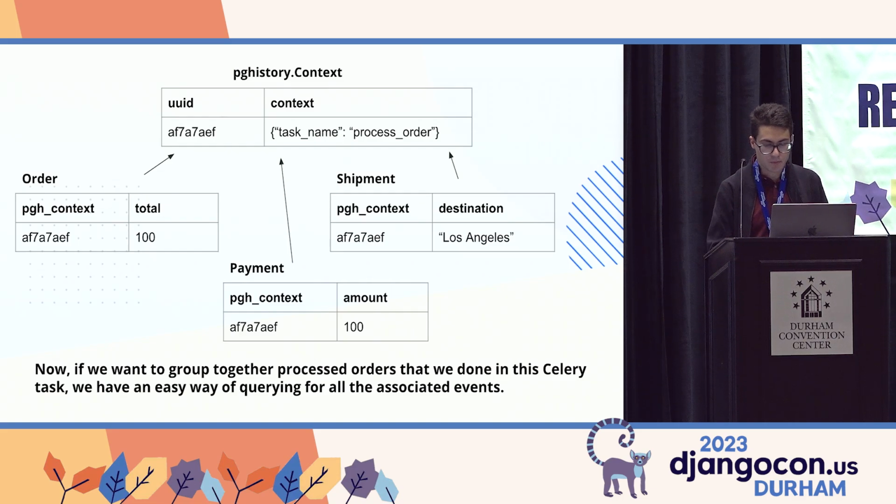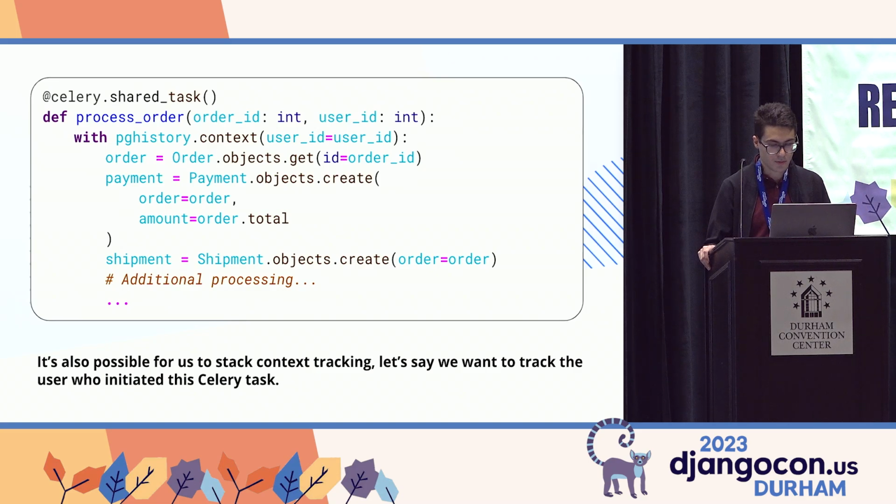And going further, it's also possible for us to stack context tracking, right? So maybe there's some additional data you want to grab in the celery task. Maybe, for example, the user ID, right? So let's say the celery task is being kicked off from inside an API request, and we're passing in the user ID who initiated this. We can also just add that in.